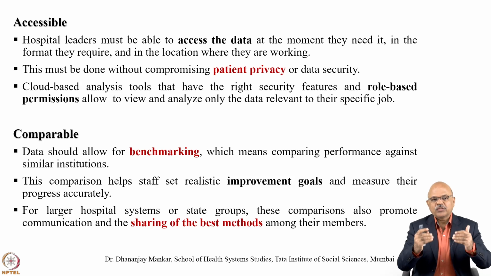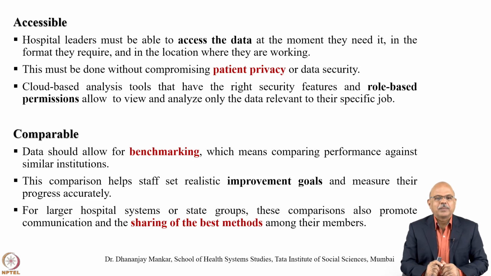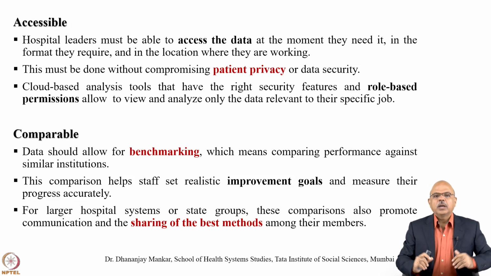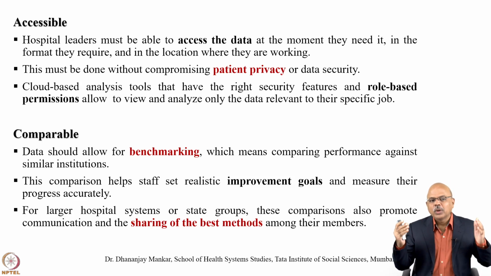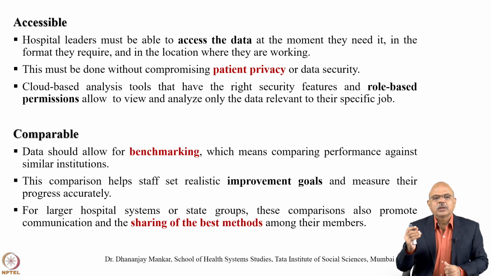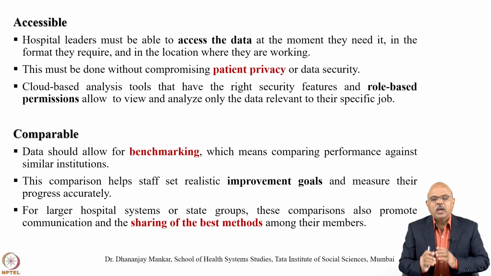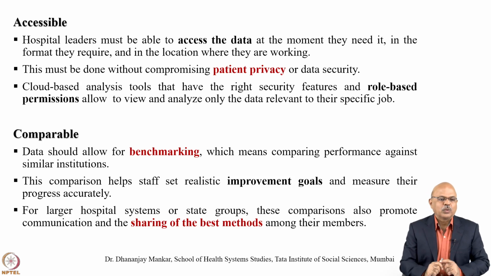Next in this discussion come the accessible and the comparable attributes. Accessible means hospital leaders must be able to access the data at the moment they need it. Otherwise, when you are waiting to get that data and you may not be able to retrieve it, or your access is limited, then the work doesn't really help. This must be done without compromising the patient's privacy. No doubt the ethics part comes in, and even the data security part.